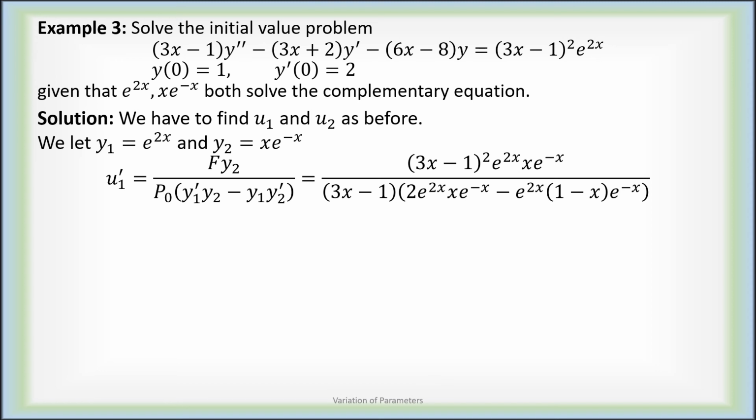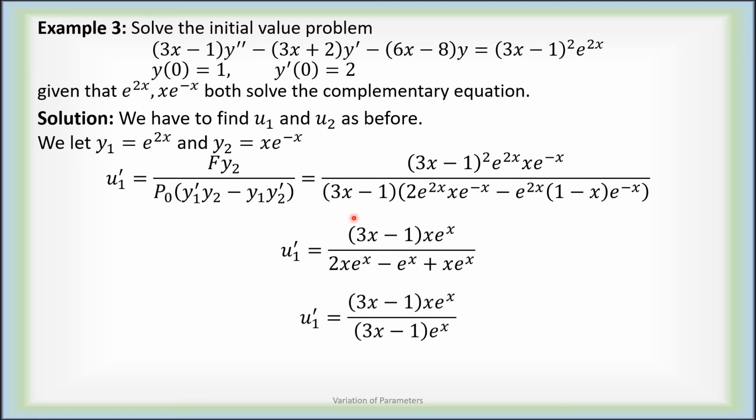All right, so now it's just a matter of simplifying some things. One thing that simplifies rather nicely is 3x minus 1 squared over 3x minus 1. I can cancel that out from the denominator, leaving just 3x minus 1 in the numerator. Also, e to the 2x times e to the minus x gives me just an e to the x up here. Similarly, if I combine e to the 2x and e to the minus x, I get various terms that just have e to the x in them. And also, we've distributed out this 1 minus x here to give us two different terms.